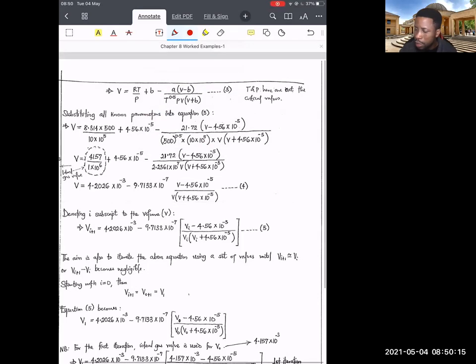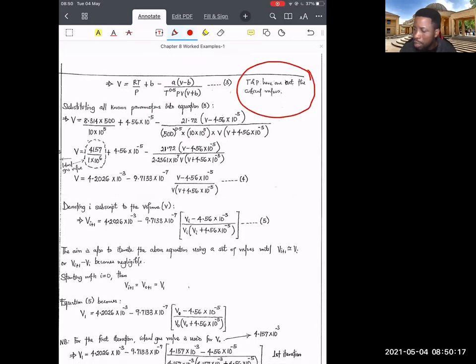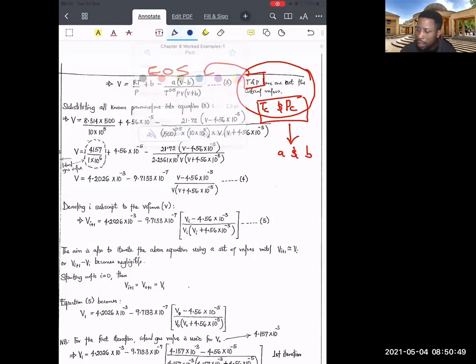So just to reiterate, T and P value are not the critical values. Remember, critical values are TC and PC, and we need those values just to calculate our A and B. But the real T and P are the ones you use for your equation of state. So remember that, use them for the equation of state. So moving on, let's move on.